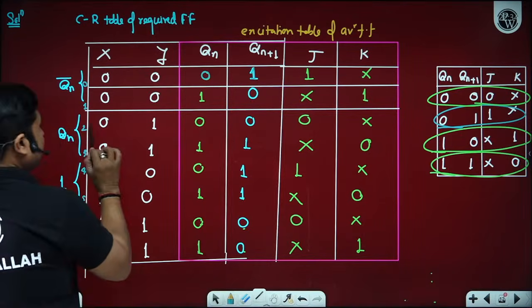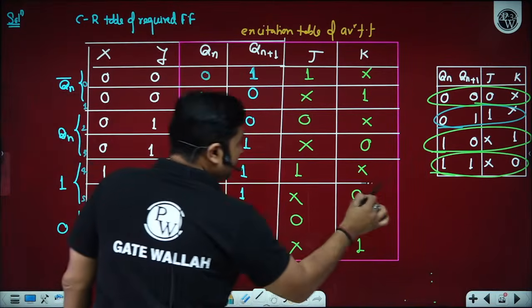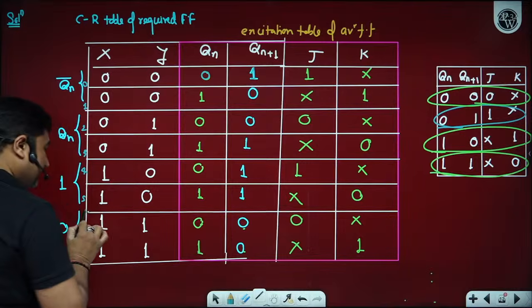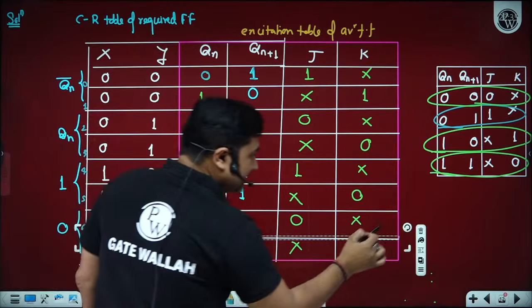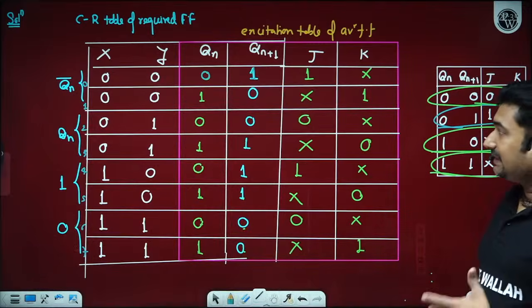Can I represent like this? Yes, sir. With X as MSB and Qn the present state, we can give the present input or the present state to the available flip-flop in order to get the desired next state. Is it okay?